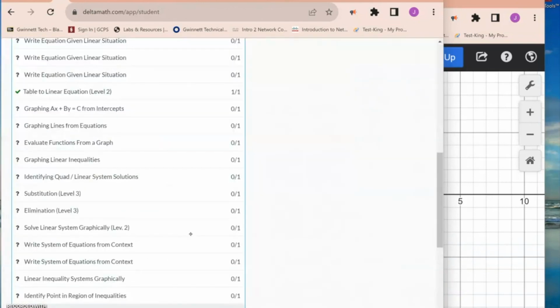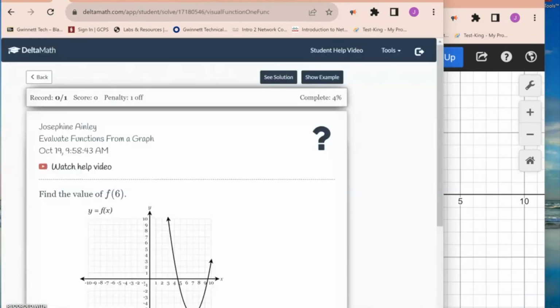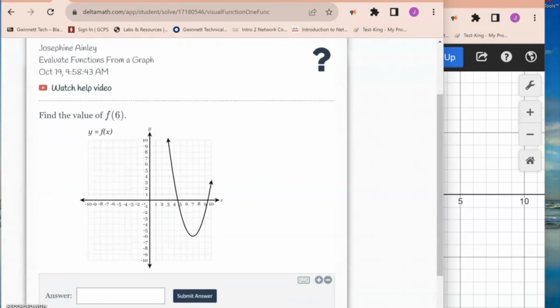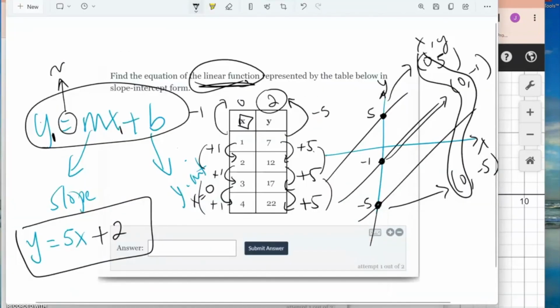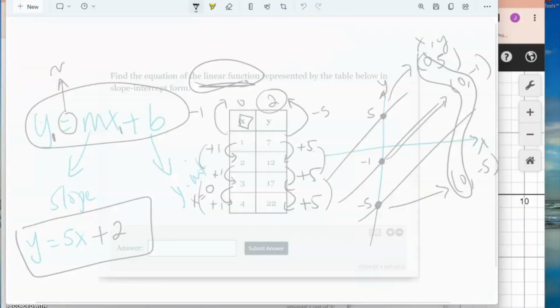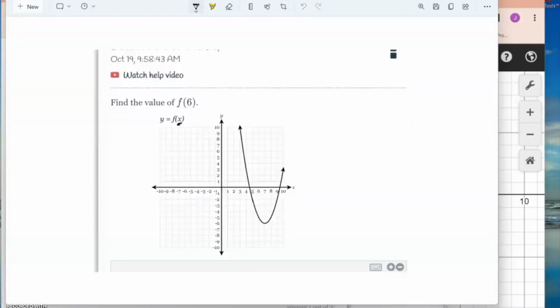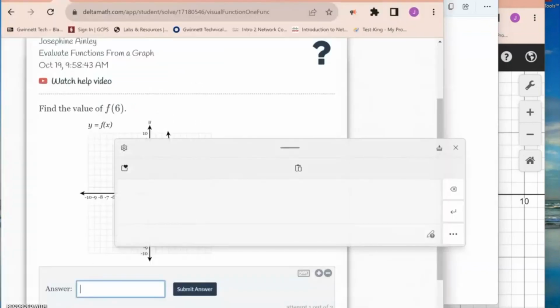Perfect. All right, the next one that I needed to do was evaluate functions from a graph. So in order to evaluate a function from a graph, remember you're just putting it in. All right, so this is f of what? F of what letter is this? X, which means this is x, right? So when x is 6, what is y? So I go to when x is equal to 6, right? Right here, x is 6, go to the graph, either up or down. I go to the graph right there. I go find out what y is. So y is -5. That's all it is. So y is -5.